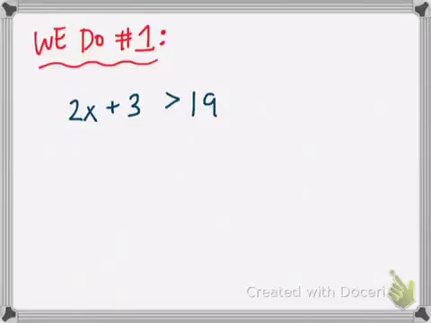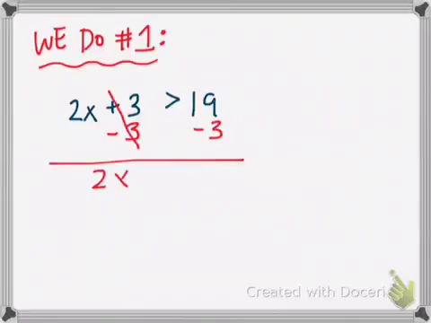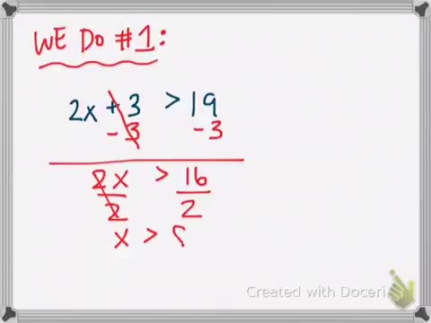Let's take a look at number 1. If you're good with solving equations, you should be okay with solving inequalities. We just have to graph the solution. So 2x plus 3 is greater than 19. The first step, I want to get rid of my constant, so I subtract 3 from both sides. These cancel out and I bring down my 2x, bring down my greater than, 19 minus 3 I know is 16. So then I divide by my coefficient, and I get x is greater than 16 divided by 2, I know is 8. So x is greater than 8.